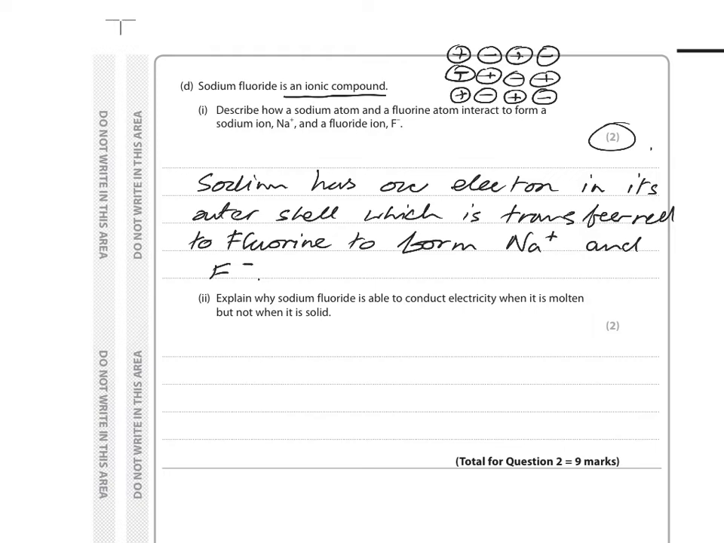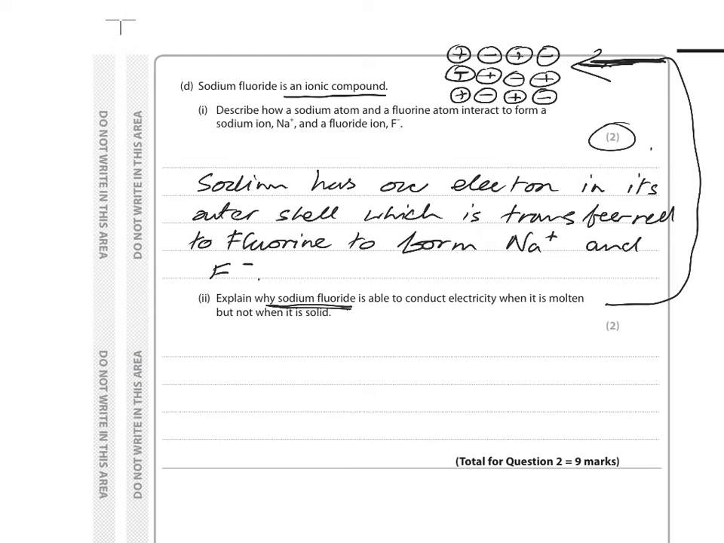outer shell. The next part, explain why sodium fluoride is able to conduct electricity when it is molten but not when it is solid. Now you need that picture in your mind of sodium fluoride. That is this ionic lattice when it is solid. Now when it's molten or liquid, that breaks up and the ions become free to move.